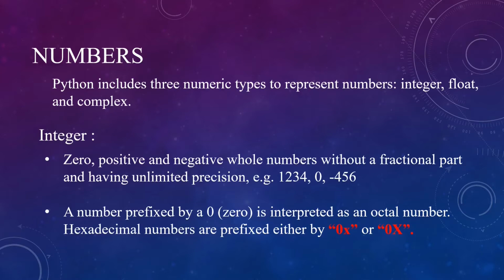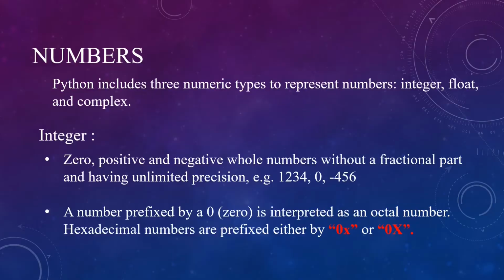Integer. Zero, positive and negative whole numbers without a fractional part and having unlimited precision. For example, 1, 2, 3, 4 are positive, 0 is zero, and minus 456 is a negative number. A number without a fractional part is an integer. These are the most used number data types.